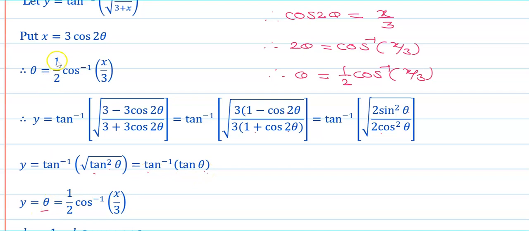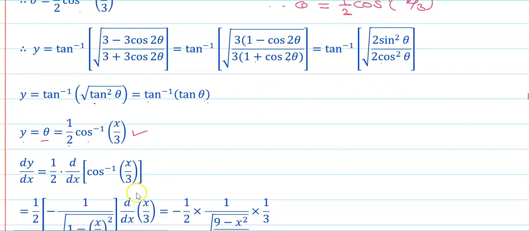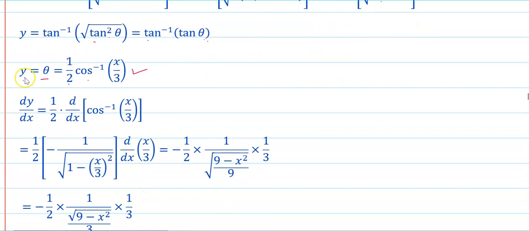But what is the theta? Theta is 1 upon 2 cos inverse of x by 3, and hence y is equals to 1 upon 2 cos inverse of x upon 3. Okay, now differentiate this with respect to x, that is 1 upon 2 d/dx of cos inverse of x upon 3. What's its derivative? Its derivative is minus 1 upon under root of 1 minus (x upon 3) whole square into d/dx of x upon 3, which is 1 by 3.